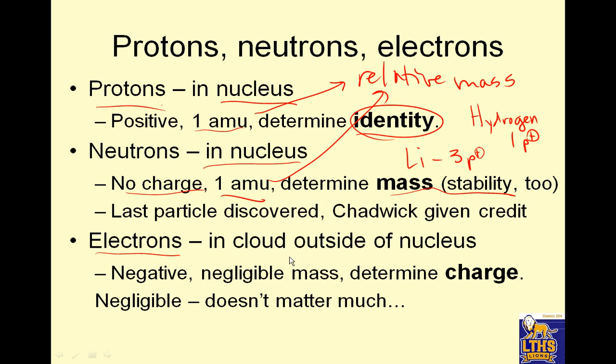Electrons are in clouds, electron clouds outside of the nucleus. Negative charge, negligible, I can't even say it. Negligible mass means they don't have very much mass. In fact, it's about 1/2000th of an AMU. Okay, so that means it's 2,000 times lighter in mass than a proton and a neutron. Okay, so it's very, very small in mass. It actually has an actual mass, but it's negligible compared to 1 AMU of a proton and neutron. Electrons help determine the charge of the atom. If there's equal number of protons and electrons, the atom is neutral. If you lose or gain electrons as an atom, you become charged.